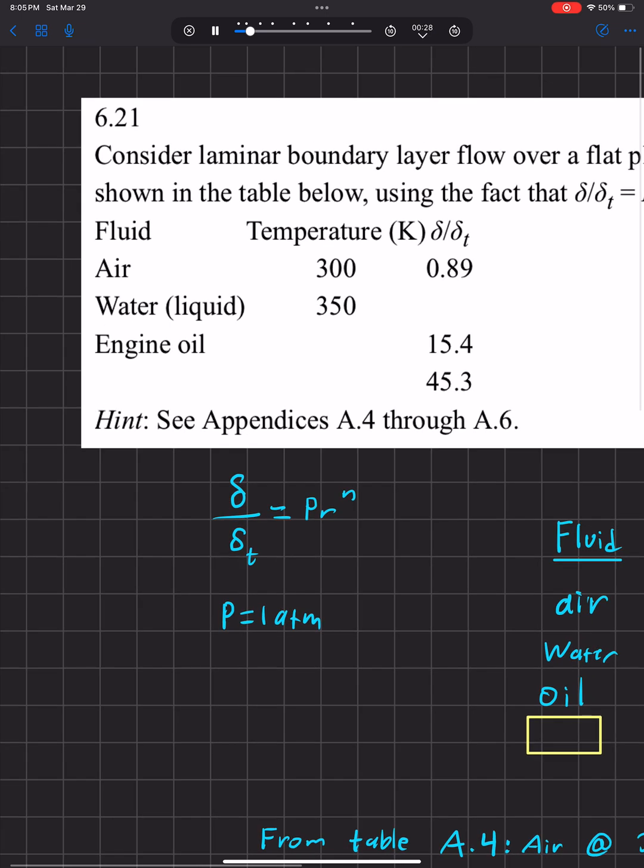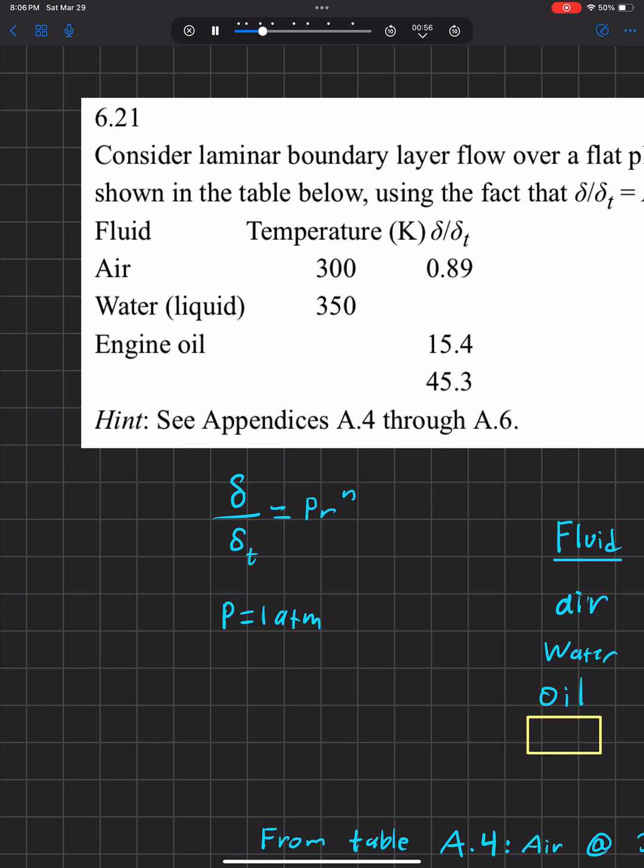So in the table we can see that there are 4 fluids: air, water in its liquid state, engine oil, and an unknown fluid. We know that the temperatures for air and water are 300 and 350 Kelvin respectively, and we have the delta over delta T ratio for the air, the engine oil, and the unknown fluid, and it gives us the hint to see appendices A.4 through A.6. This is not really a hint, this is pretty necessary because the tables have all of the data that you'll be using.